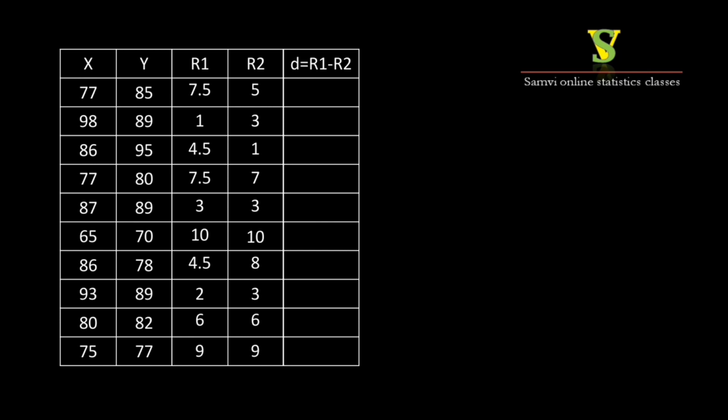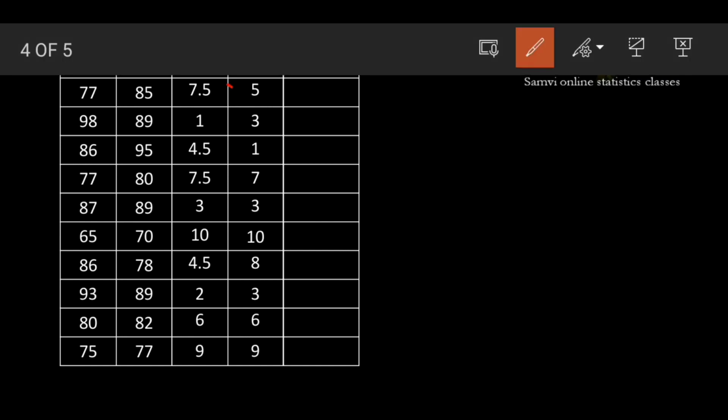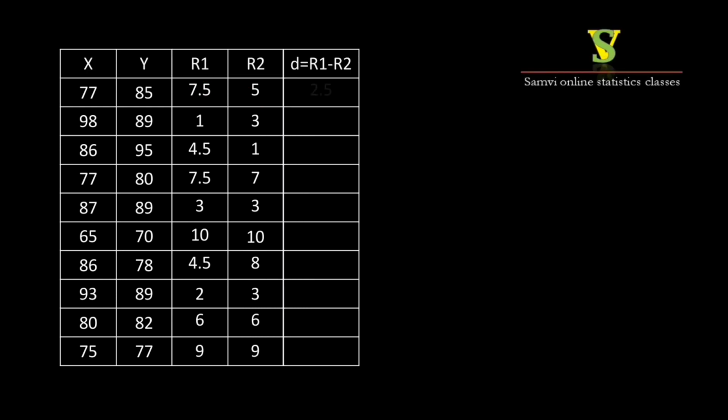Right. So here R1 is 7.5 and R2 is 5. So you have to take the difference here. 7.5 minus 5. You get here 2.5. Right. So you have to write the value here, 2.5. Next is 1 minus 3. We'll get here minus 2. 4.5 minus 1 will get here 3.5. 7.5 minus 7 will get here 0.5. 3 minus 3 will get here 0.